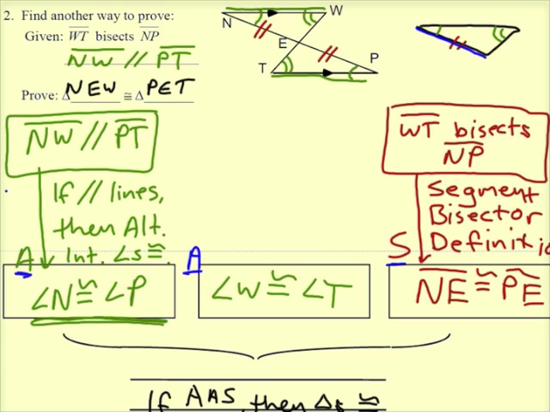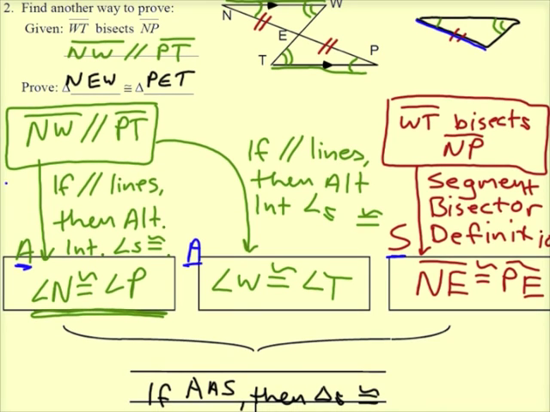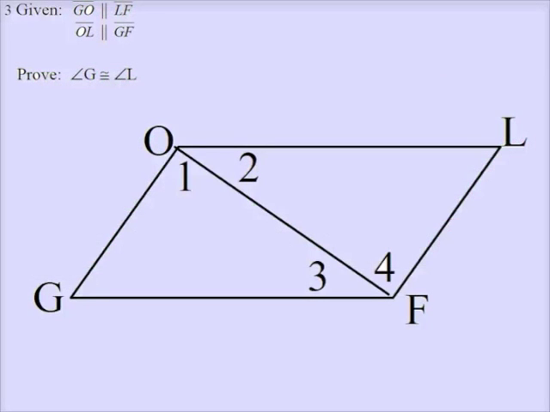And the reason why is the exact same reason as N and P are congruent. It's the same pair of parallel lines, but different transversal. And so the fact that NW is parallel to PT also gives us angle W and angle T congruent. And so that gives us our proof, which is similar to the previous proof, slightly different. It's using the AAS instead of the ASA. So I guess we've just established there's more than one way to prove this particular statement. All right, next example.